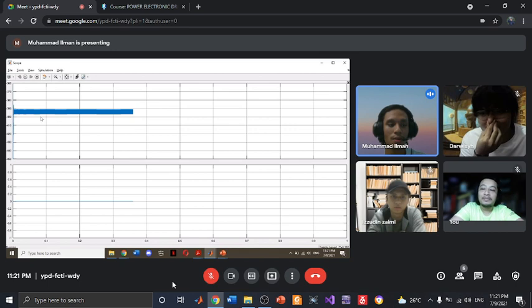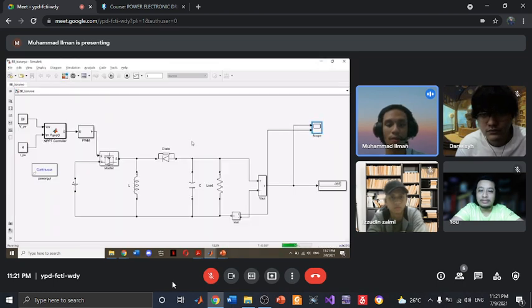So this is our graph for voltage regulated 400 volt. It will be negative. This is our current. So for the next slide, I will pass to my friend Izudin to talk about our conclusion.